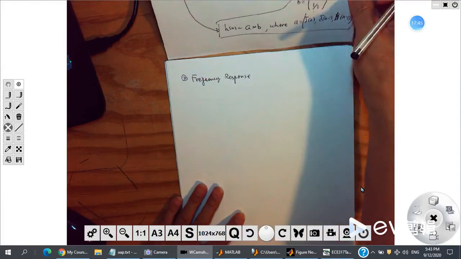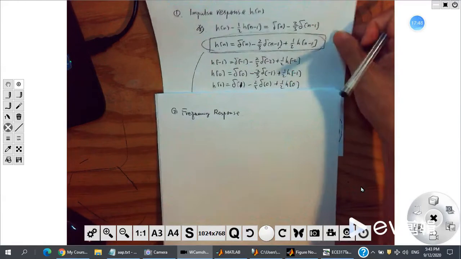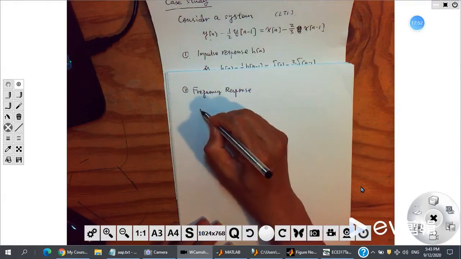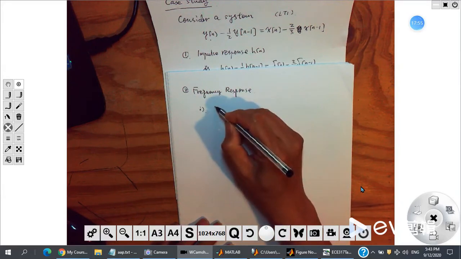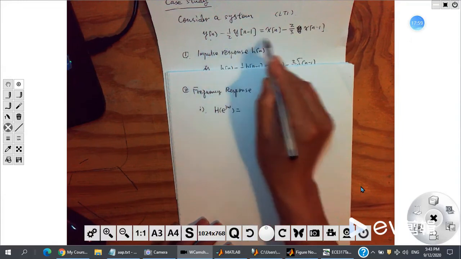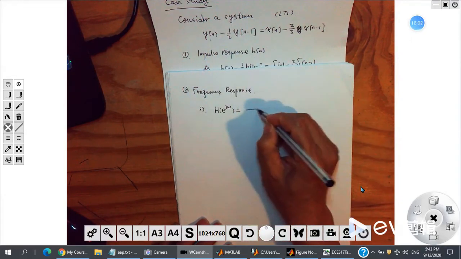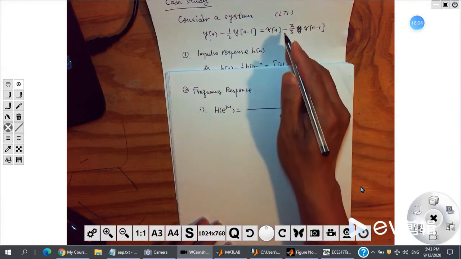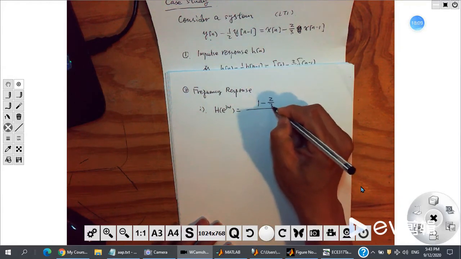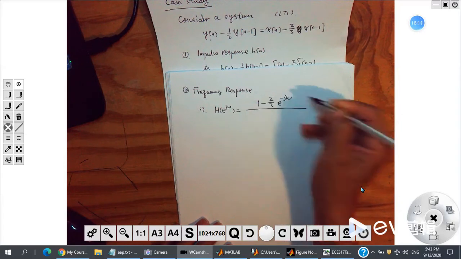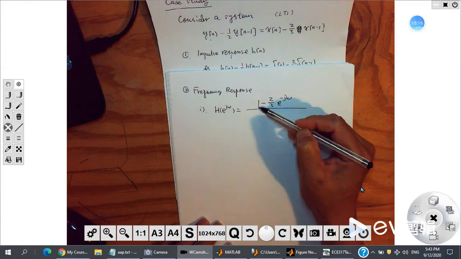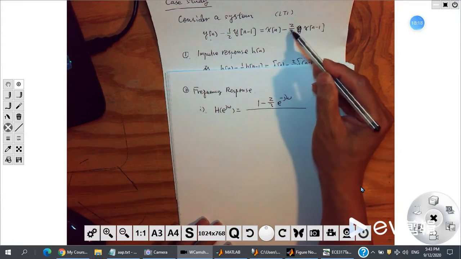Now we already have the impulse response, right? We also have the equation. So here we have 2 ways. The first way, I say this is H of e to the j omega, and you can write it directly from the equation. The numerator comes from the input. There will be 1 minus 2/3 e to the negative j omega. The first one is x itself, nothing changed, so here is 1. Second, we have a coefficient negative 2/3.